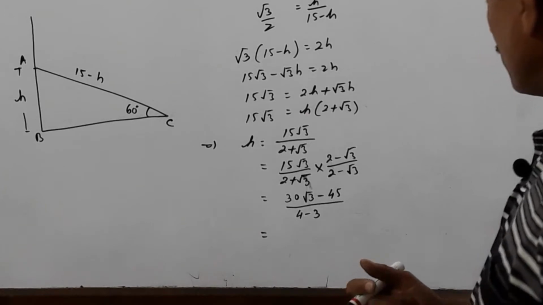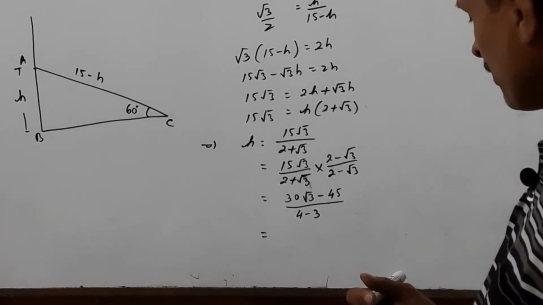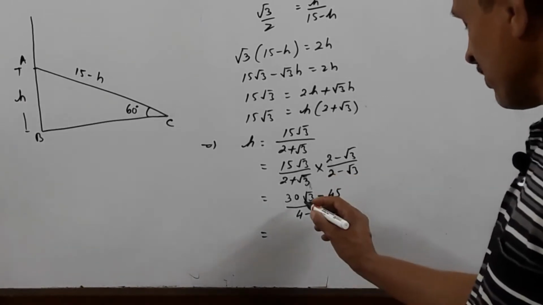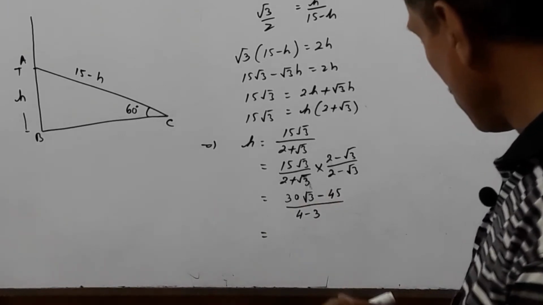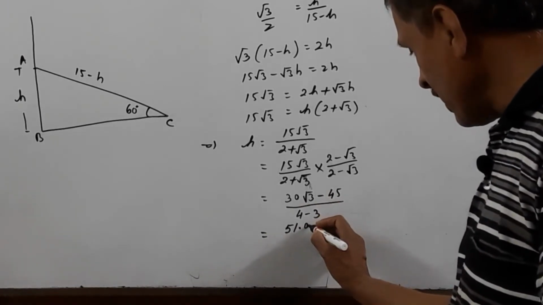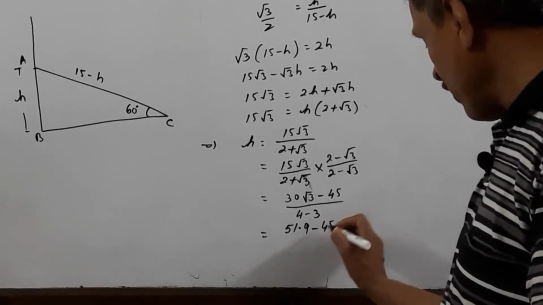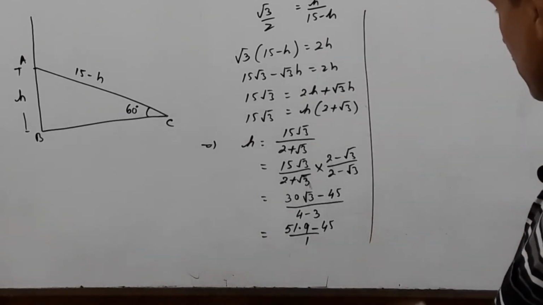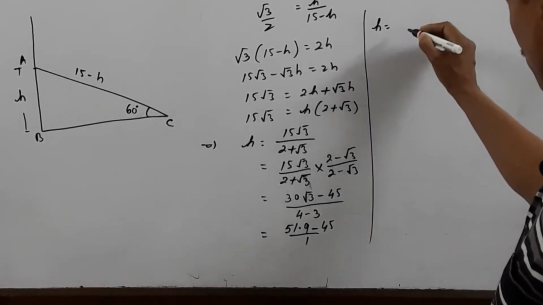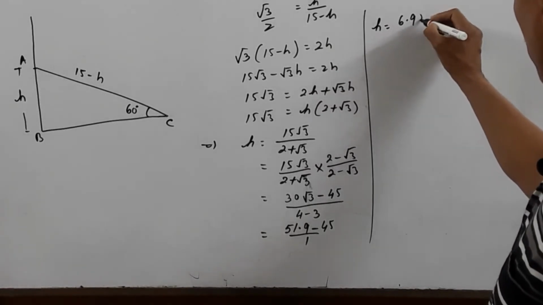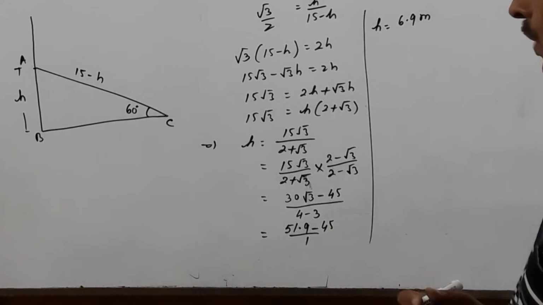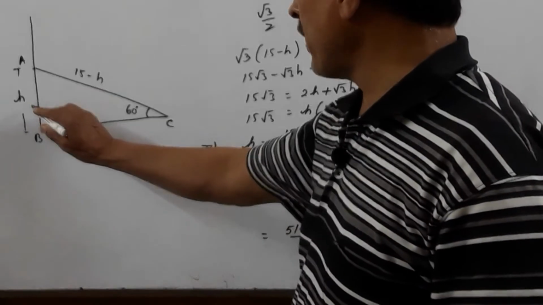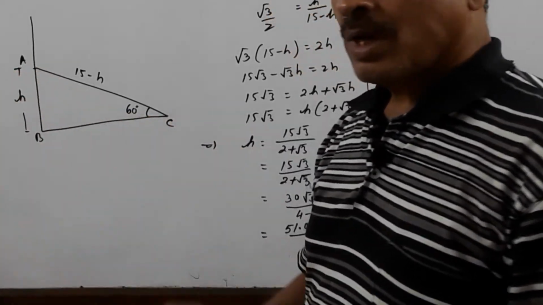The value of root 3 is 1.73. So when we multiply it by 30, we get 51.9 minus 45 upon 1. Thus h is equal to 6.9 meter. So we can say the tree is broken 6.9 meter from the ground.